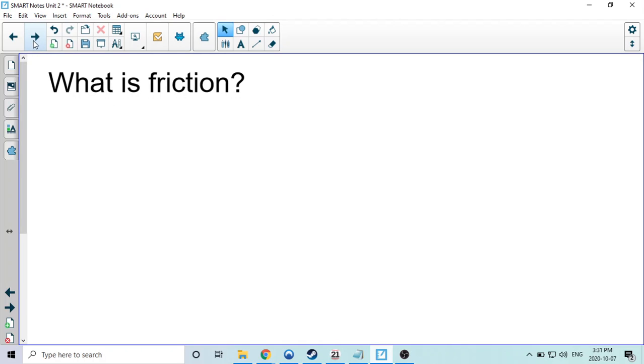So what's friction? Let's talk about friction. Friction is a force. It's a type of force that you get when you rub things together. All right? So take your hands flat, put them together, and rub them back and forth like you would if you were trying to keep warm.